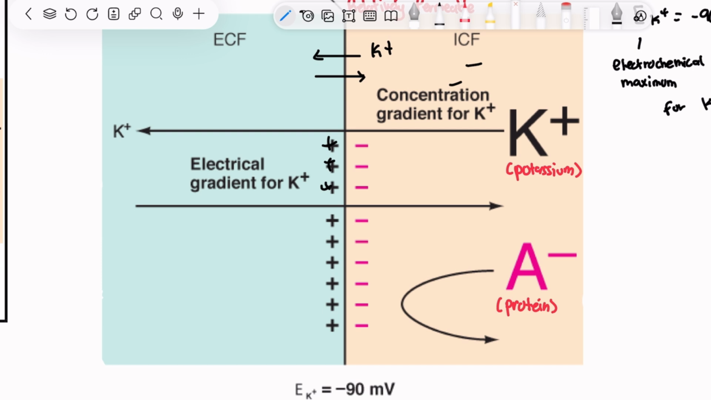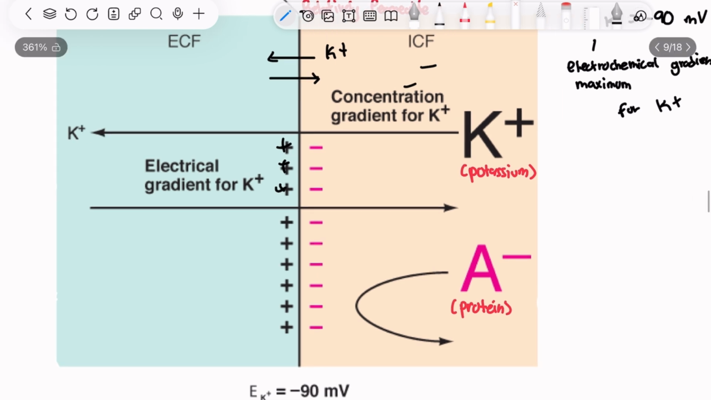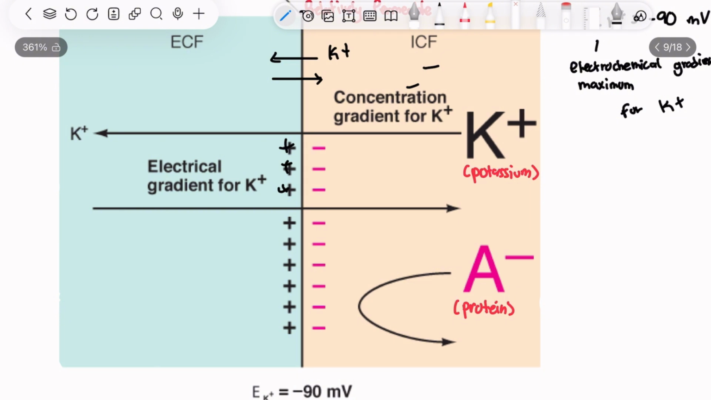Then we look at the electrical gradient for potassium. So as potassium ions leave the cell, the inside of the cell becomes more negatively charged. This creates an electrical gradient that attracts potassium back into the cell, since opposites attract. And then we look at the equilibrium potential. So the equilibrium potential for potassium is around negative 90 millivolts. This is the voltage at which the electrical gradient, which is pulling the potassium back in, balances the concentration gradient pushing the potassium out.